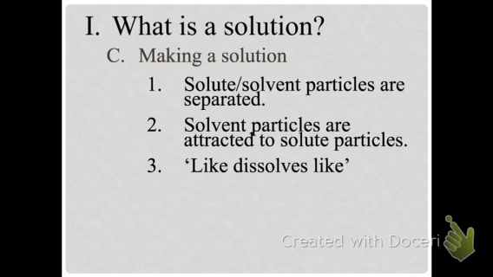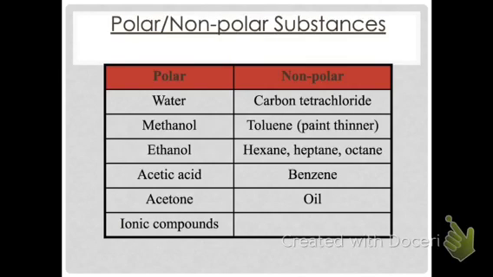So, polar and nonpolar. This is an easy chart to remember. Polar is going to be water, methanol, ethanol, acetic acid, acetone. Ionic compounds. Now, it's not just going to be acetic acid. You're going to look at strong acids and strong bases are going to be polar. But ionic compounds are going to break apart when you put them in water and they're going to make ions.